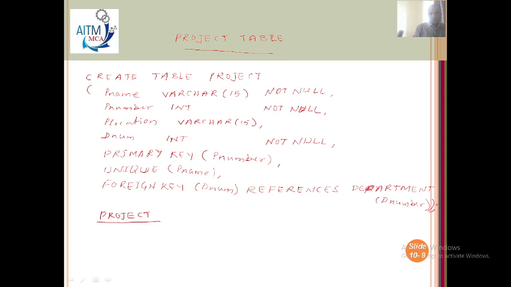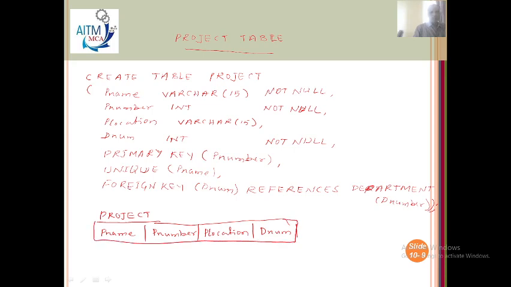Then when you execute this project table, what happens? Here P name, then P number, then P location, D number, okay, only this much. These are the attributes. This is how the table will be created when you execute. Which is the primary key here? Project number. This is the primary key in this table.